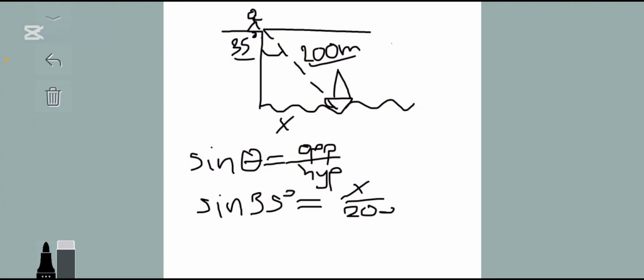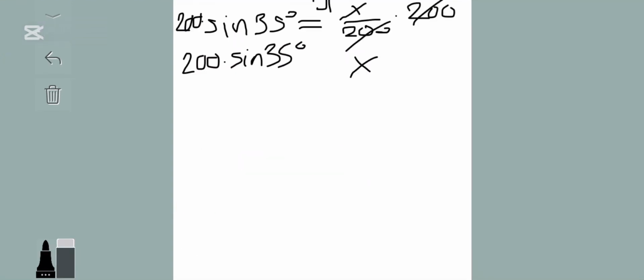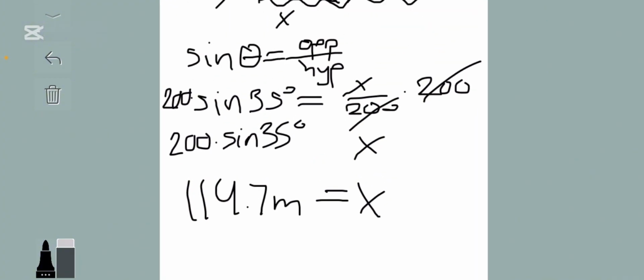So now let's isolate x by multiplying both sides by 200. So let's get rid of this, and then we can also multiply 200 there. These parts cancel out, and now we're left with 200 times sine 35. To solve for x, we can't really solve 200 times sine 35 without a calculator, so I'll just use a calculator for the sake of this video, and we can find that x equals 114.7 meters.